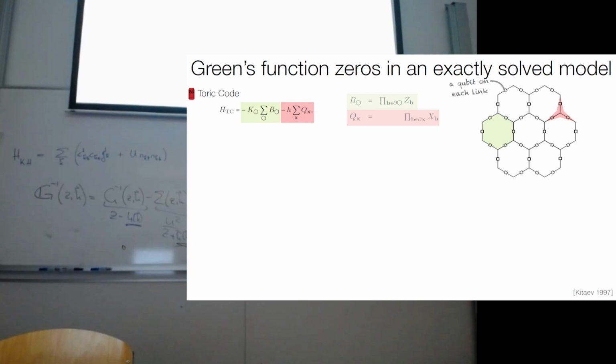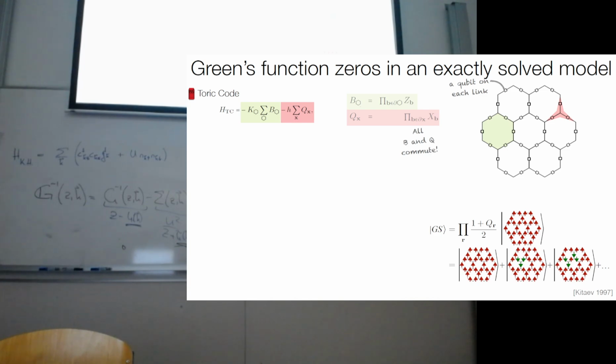All Q's and B's commute, and we can construct the ground state in the same way as we did in the lecture course. So the reminder: you start out by making the B's happy, all the spins point up, and then you project it. Okay, so we discussed this.